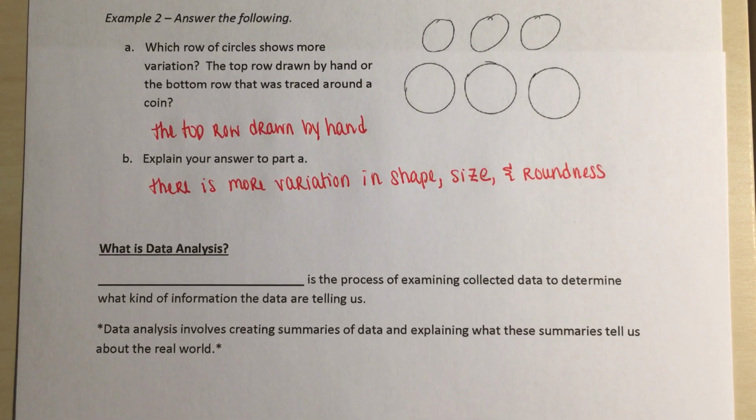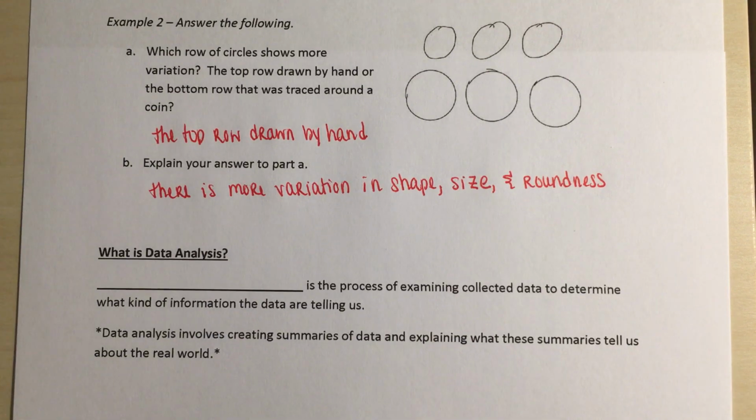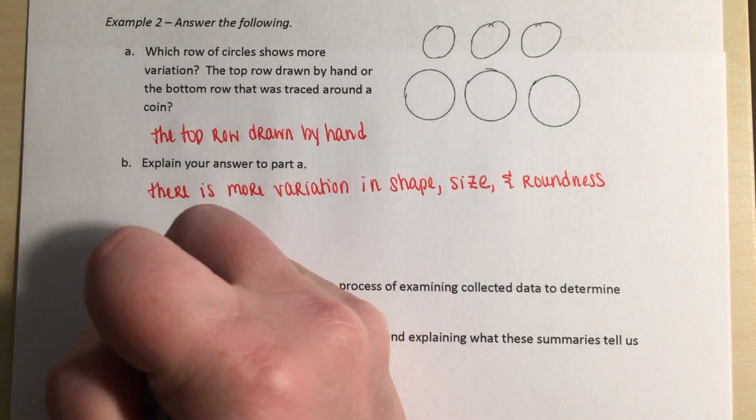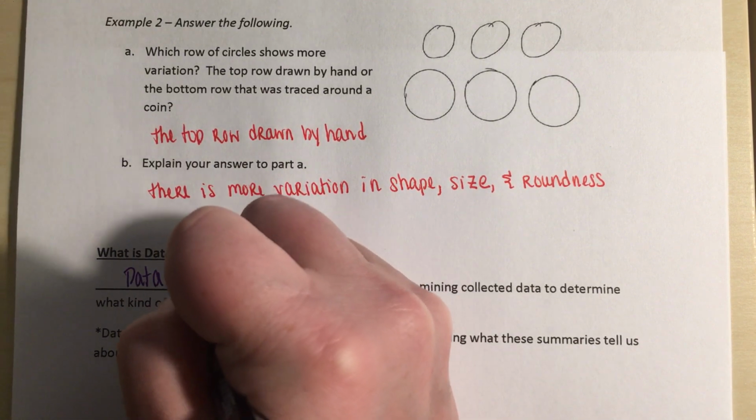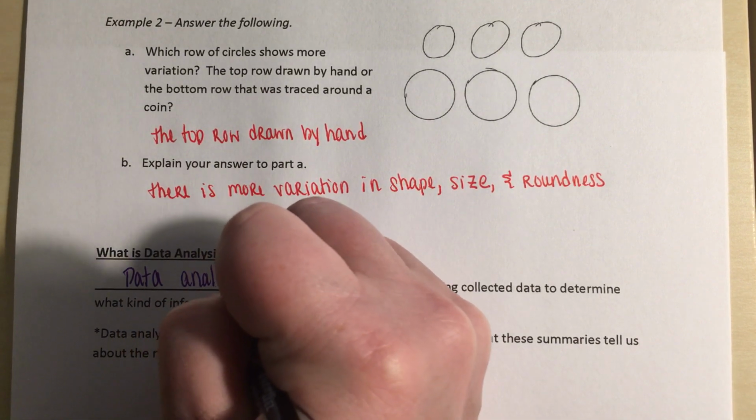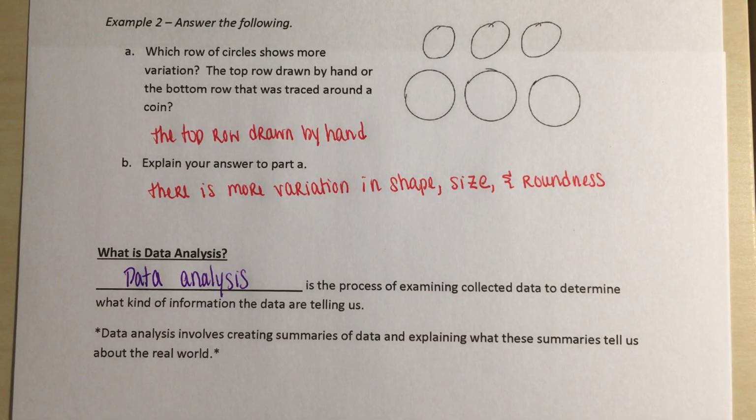All right, and then last but not least, one last definition here. What is data analysis? Data analysis is the process of examining collected data to determine what kind of information the data are telling us. Data analysis involves creating summaries of data and explaining what these summaries tell us about the real world. This is the basic of statistics.